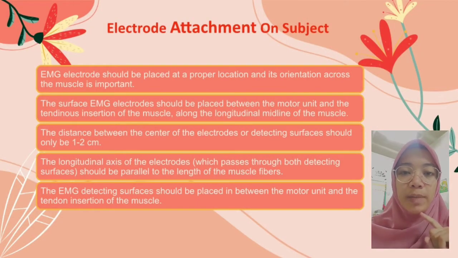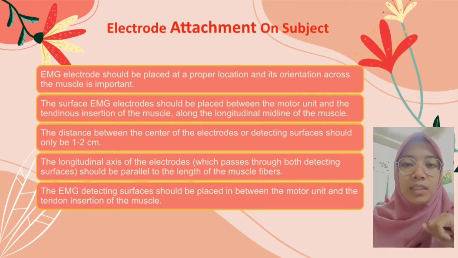EMG electrodes should be placed at a proper location, and their orientation across the muscle is important. The surface EMG electrodes should be placed between the motor unit and the tendinous insertion of the muscle along the longitudinal midline of the muscle.